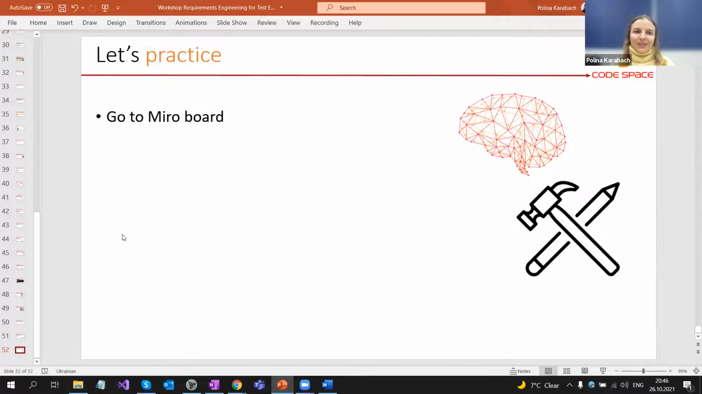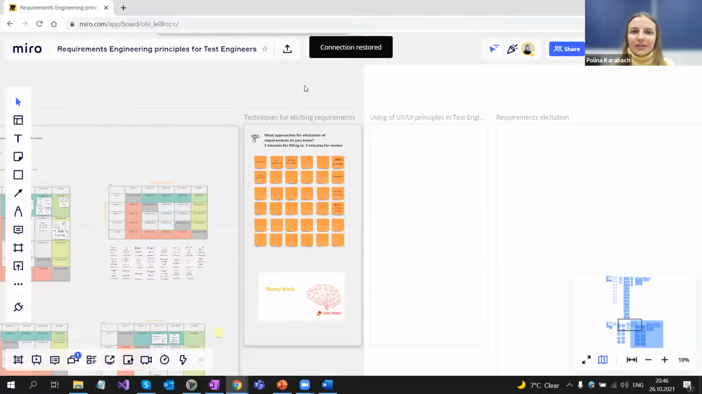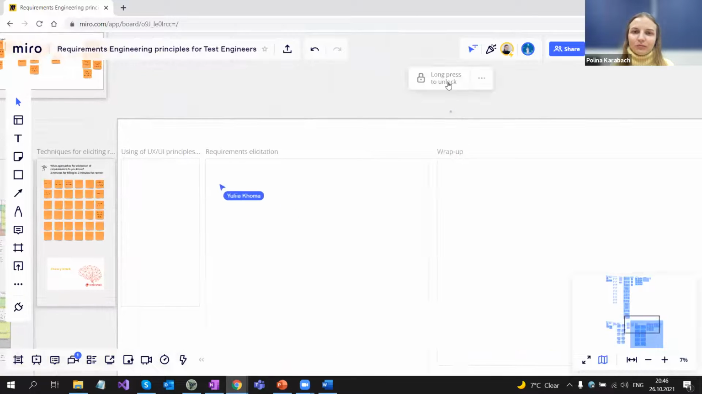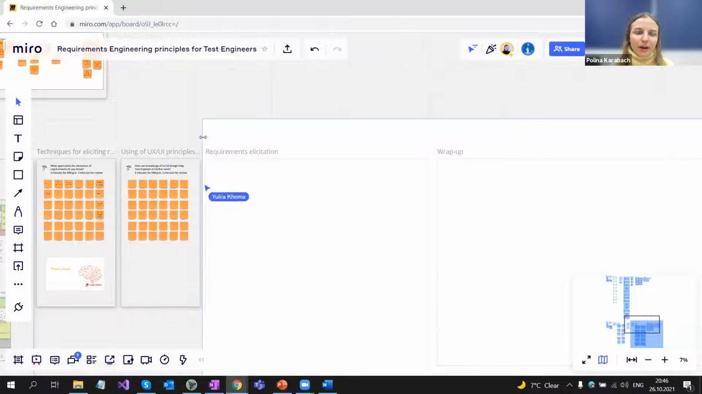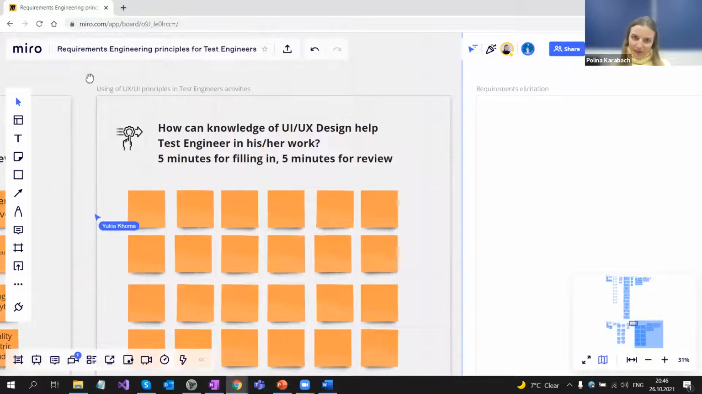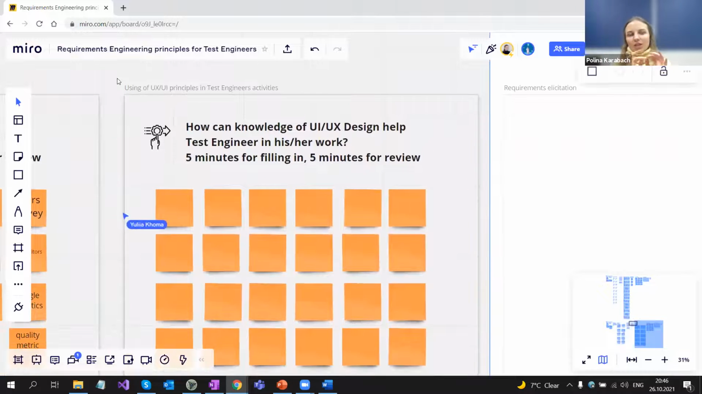All right, let's go to the Miro board and have another small discussion about the UX UI principles in test engineer activities. So a question: how can the knowledge of UI UX design principles help a test engineer in his or her work? You can also fill in some cards and we can review them afterwards, after you're finished.